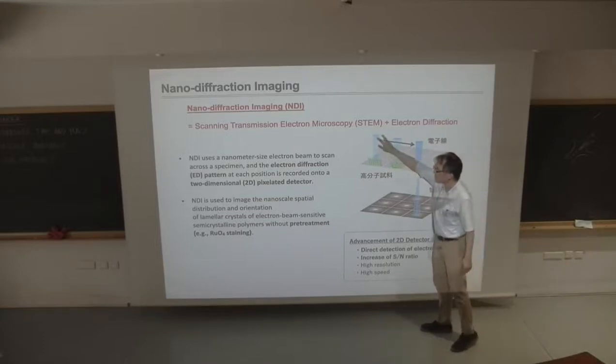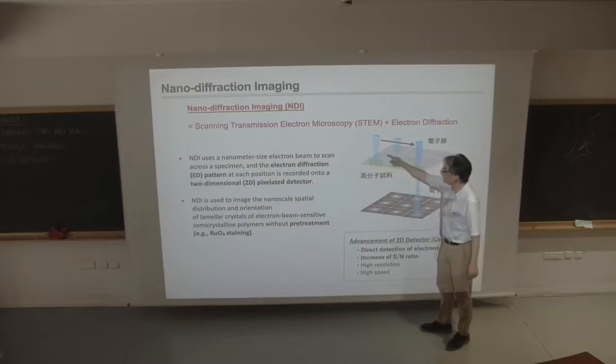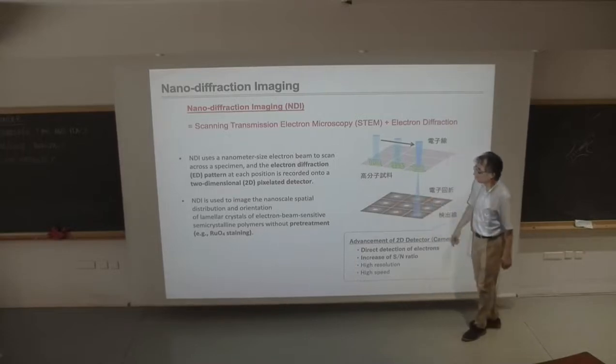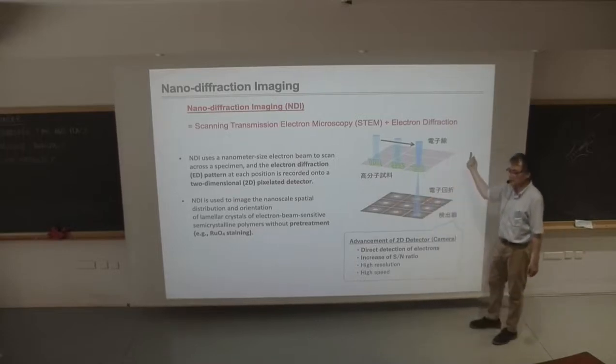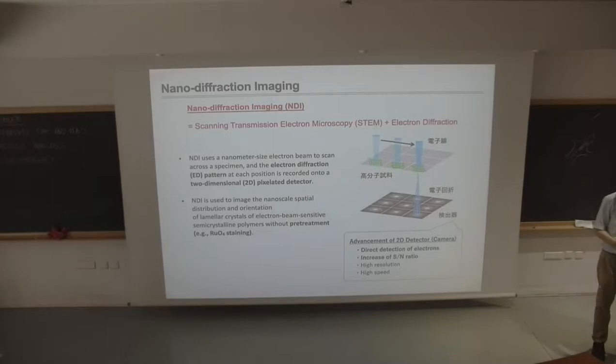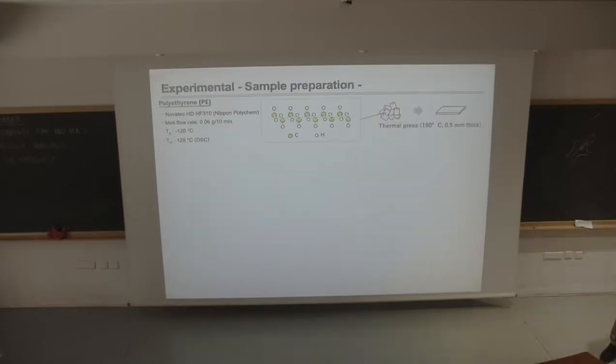We focus the beam, and then we take diffractions from each spot of the sample. So at each spot we have a diffraction like this. So if we have 200 by 200 spots, then we're going to have a two-dimensional diffraction image at each of 40,000 positions. That's big data. So that's the basic idea.